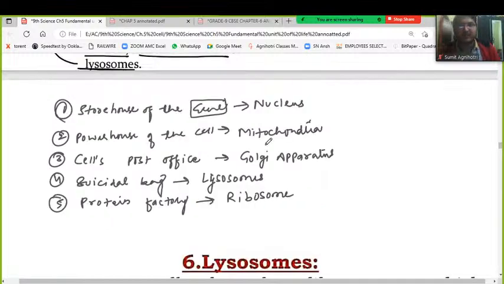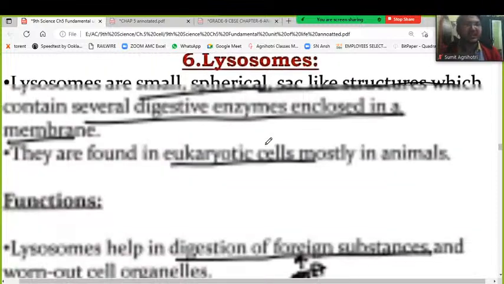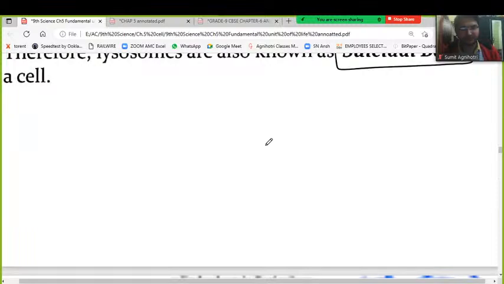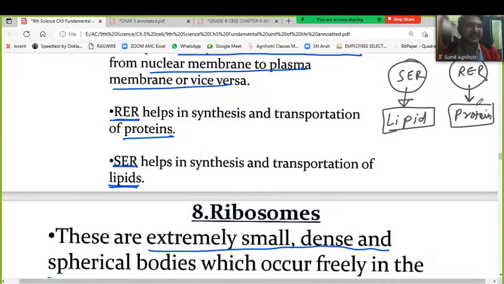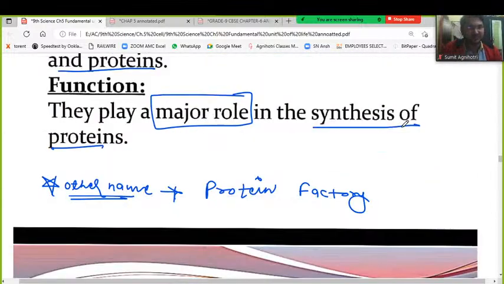Okay, now just focus here. The storehouse of the gene, nucleus. Powerhouse of the cell, mitochondria. Cell's post office, Golgi apparatus. Suicidal bag, lysosomes. Protein factory, ribosome. What is the function of RER? It synthesizes protein and transports protein. What is the function of SER? It synthesizes lipid and transports lipid.